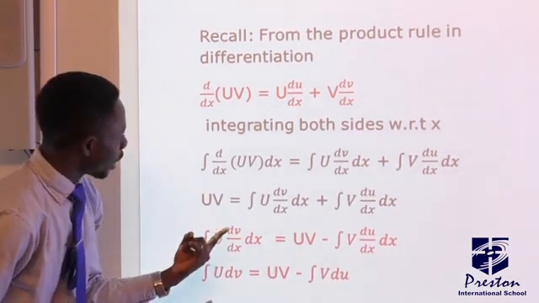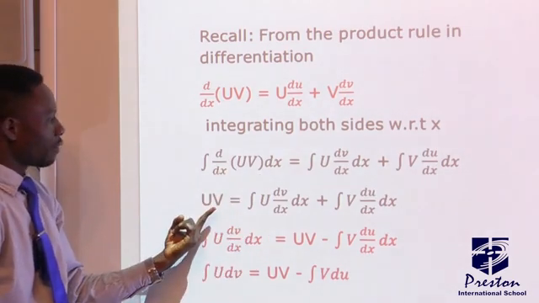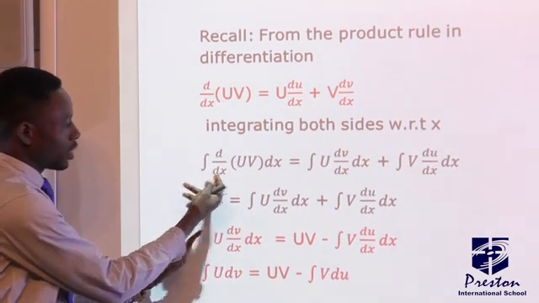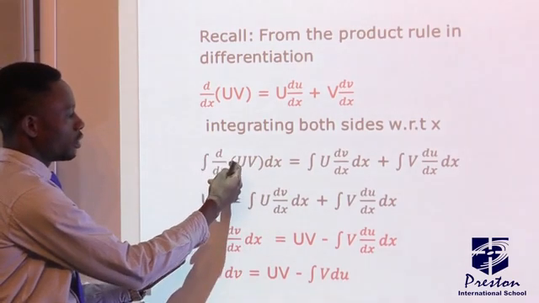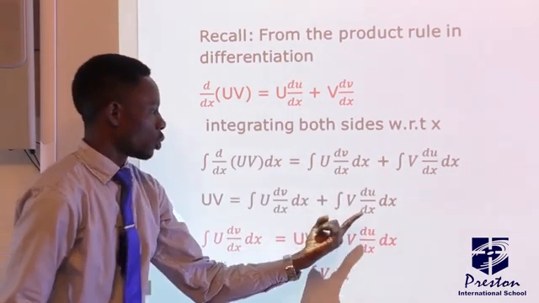Okay, but what I did here was, when we integrate this, we have this. Of course, when we have this, we cancel this. The integral of the derivative of uv will give us uv. The integral of this will give us this, and the integral of this will give us this.